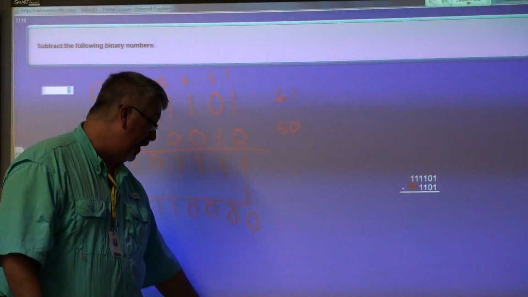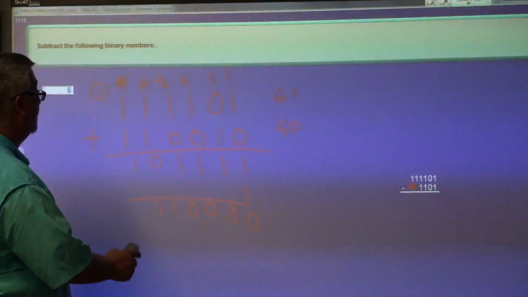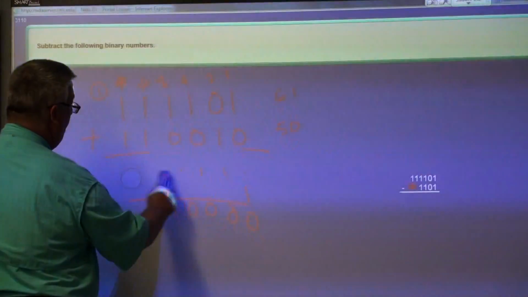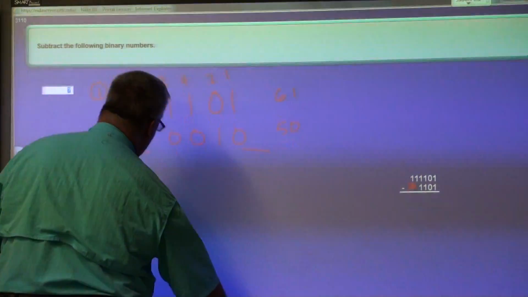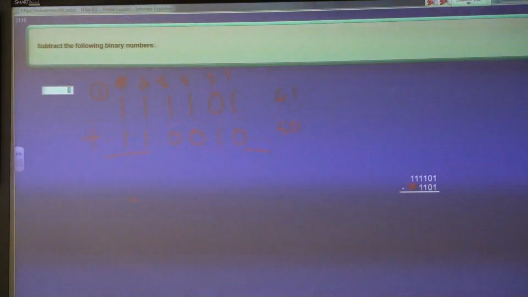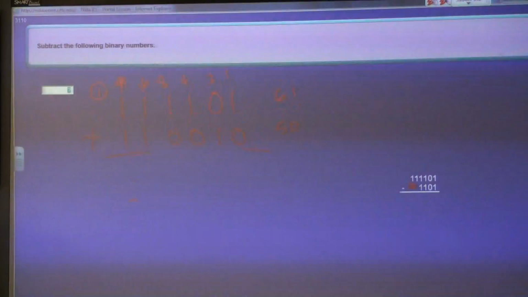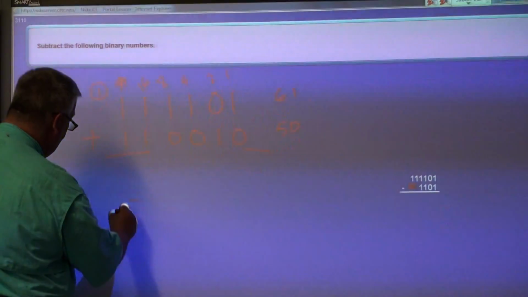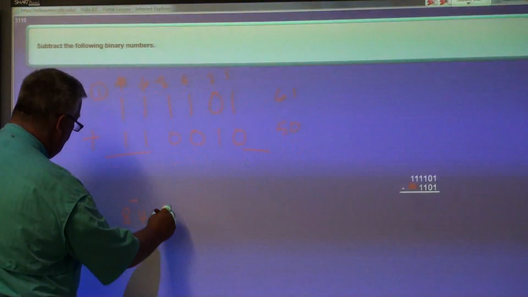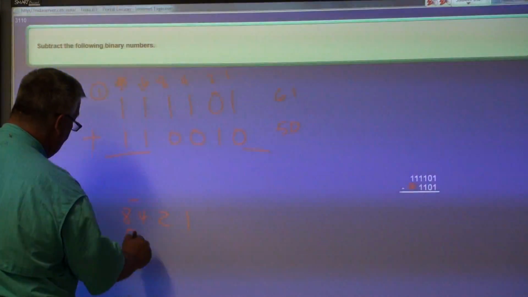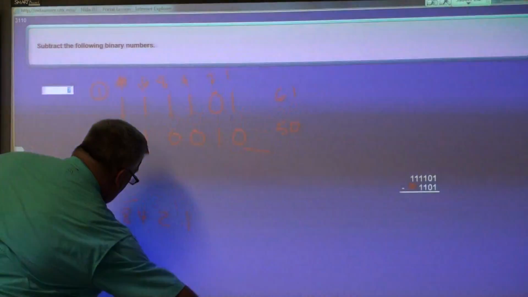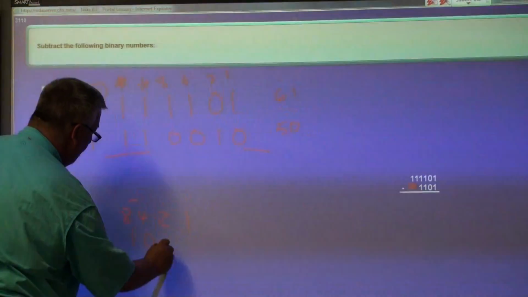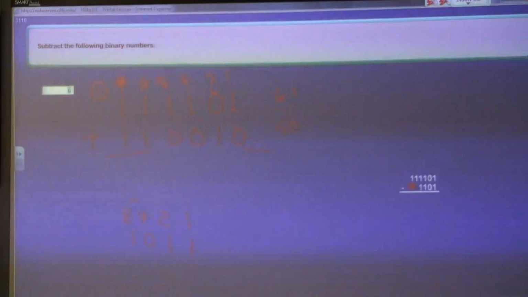That's why I tell you to just do binary and just do decimal and be done with it. We've got 61 minus 50, what is that? 11. So if I write 8, 4, 2, 1, 1, 0, 1. And there's my answer. And that's way better than this one's complement.